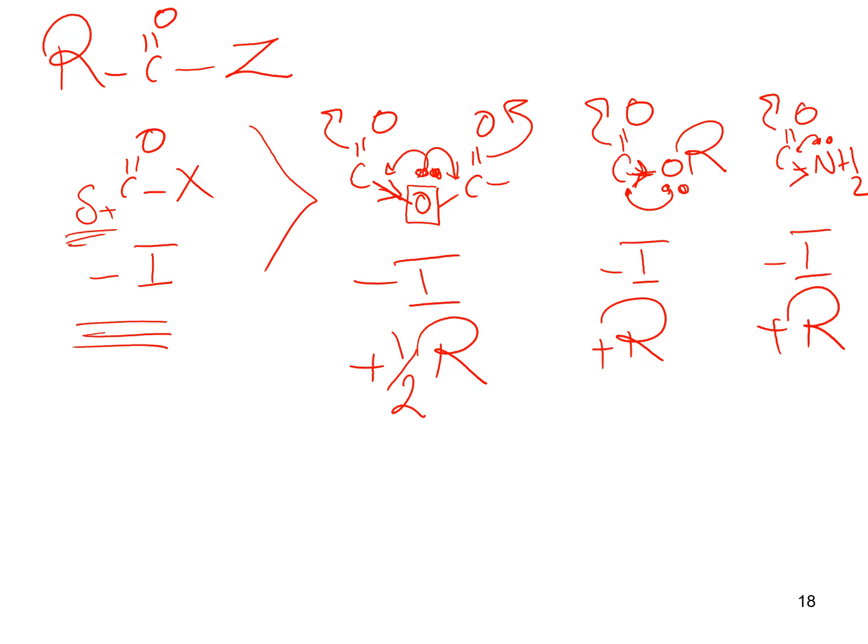In case of anhydrides, you are withdrawing by one effect, which is the induction, but again, you're donating by half a resonance. Not full resonance, like in case of esters and amides, just half resonance. So this is less positive than the acid halide, but more positive than the ester and the amide.